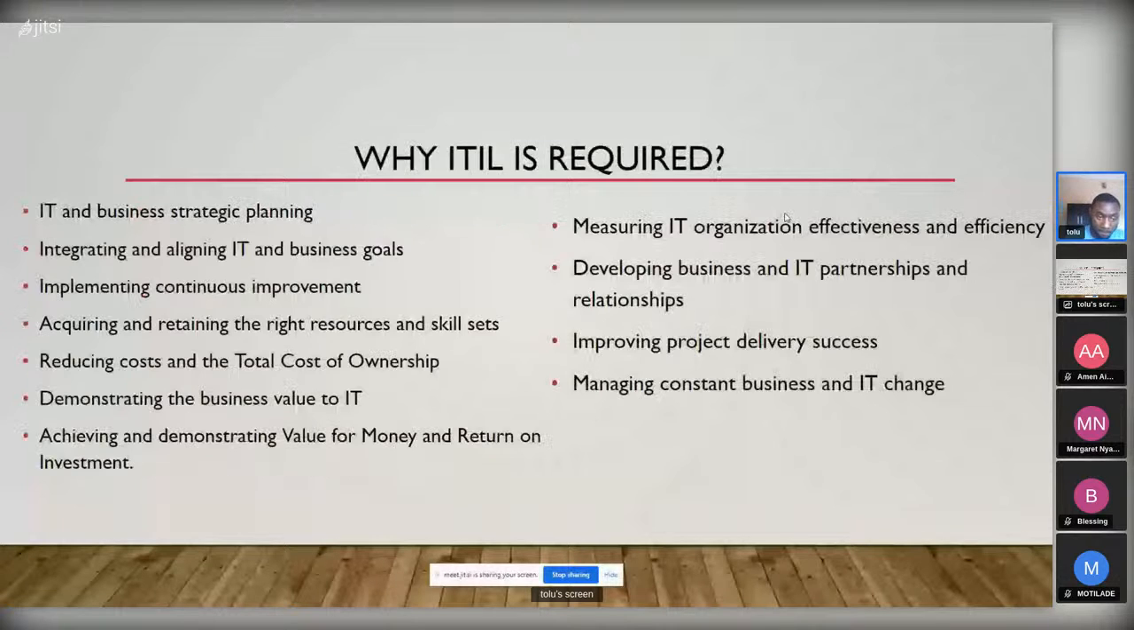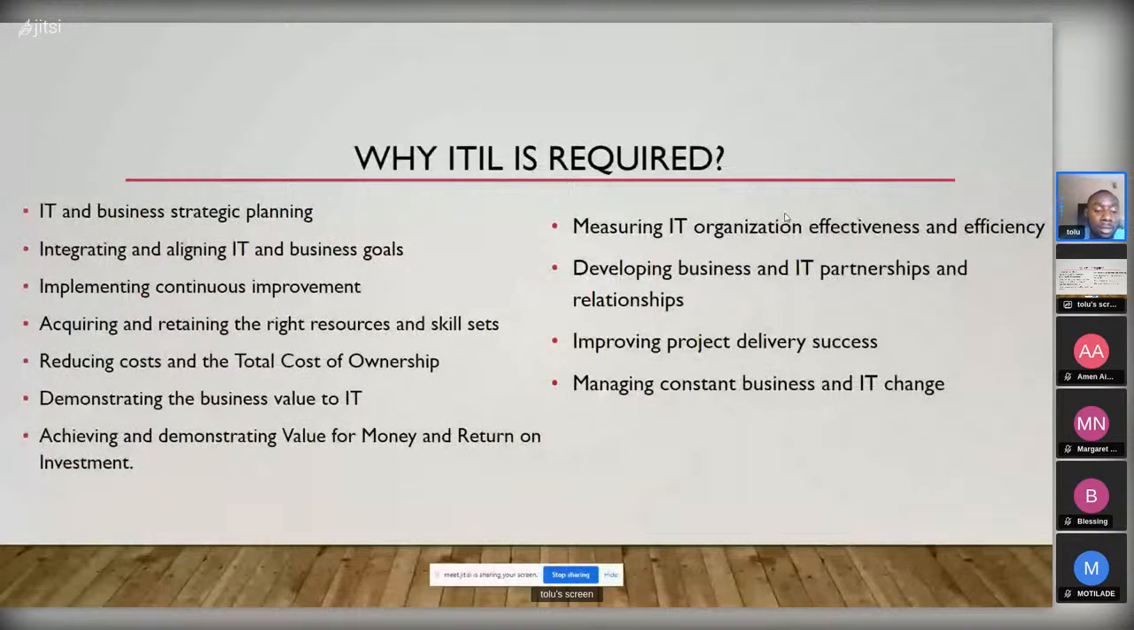So why is ITIL required? IT and business strategy planning, integrating and aligning IT and business goals. These are the reasons why we use ITIL. Implement continuous improvement, because it's a service. We have to know what our counterparts are doing right, what they are adding to their products or services that makes them better than us, and we can integrate it into our own tool and add more features so that it keeps being usable and reliable and meeting the consumer's end needs.